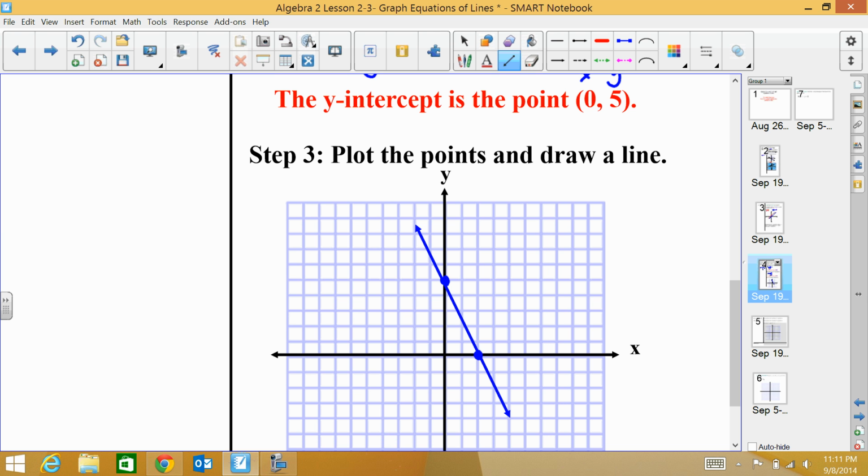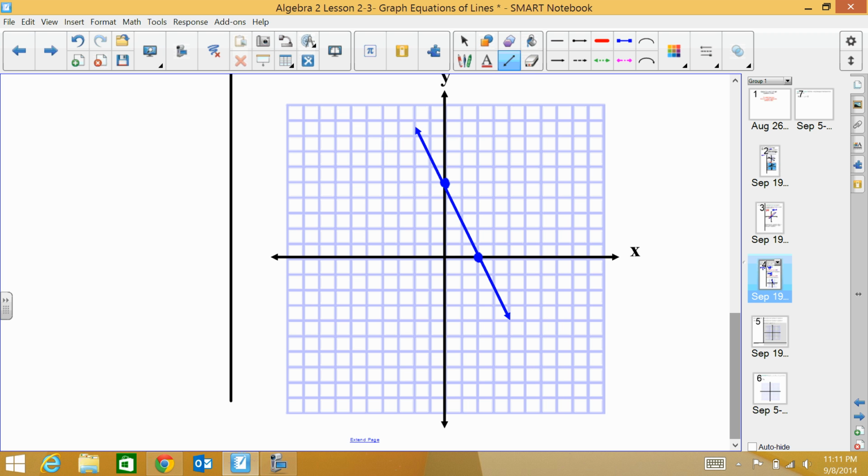So, the way that you guys might have learned previously to graph these would maybe be to change your standard form equation into slope-intercept form by solving for y. But this is just another way that you can do it without having to solve for y.